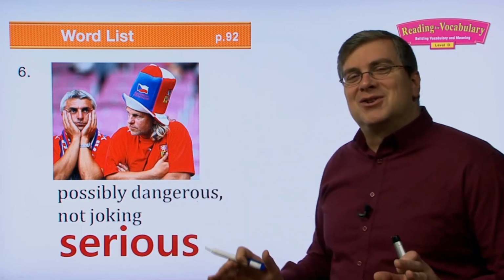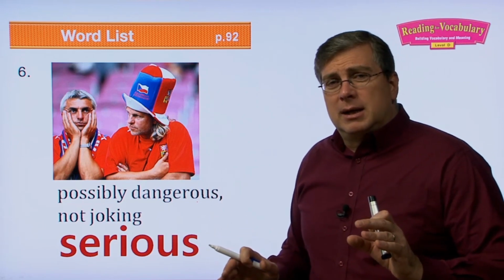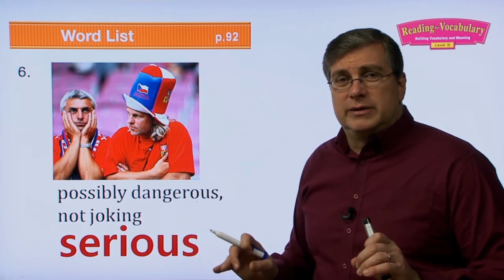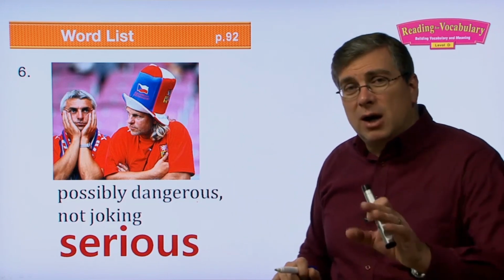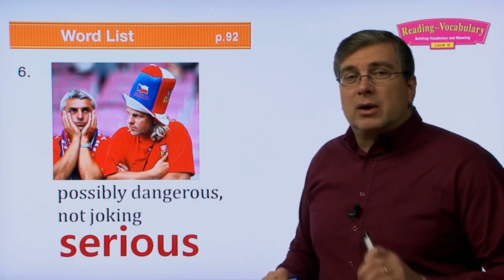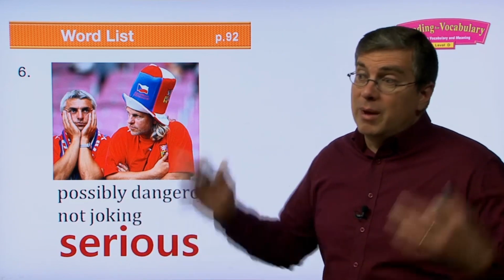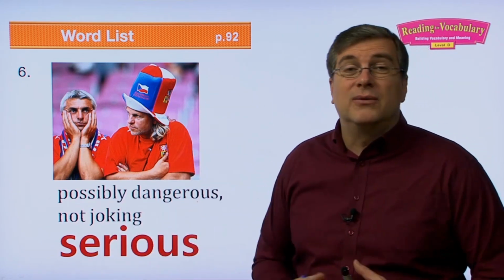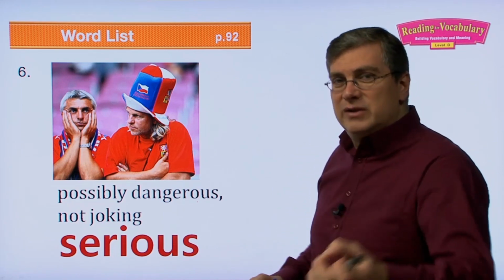But other situations can be described as serious. For example, conditions outside, weather conditions are serious. That could be possibly dangerous. If you hear that on the news, be careful. If the TV or the radio announcer says weather conditions are serious, that means there's a lot of snow. Maybe there's ice, or maybe there's a lot of rain and there's a possibility of flooding. It could be dangerous. So there are serious weather conditions outside.